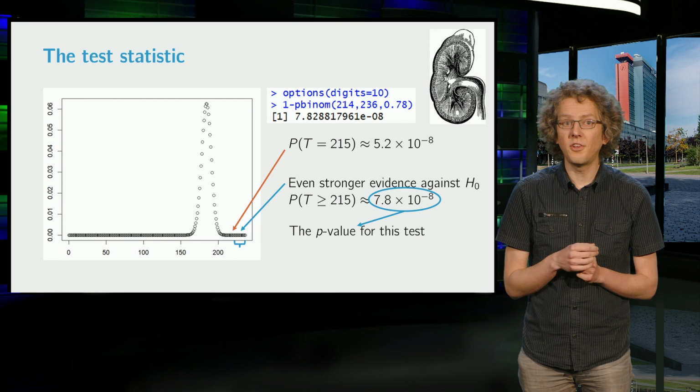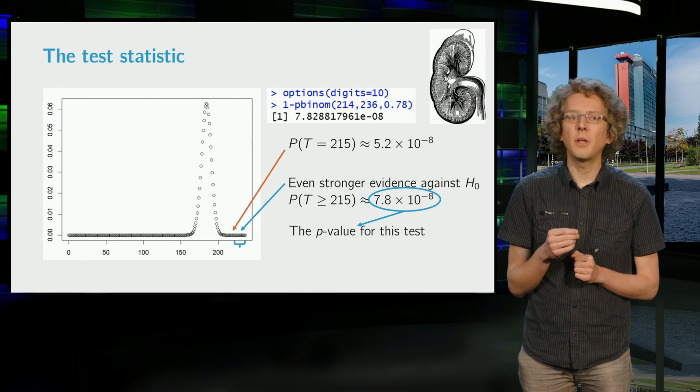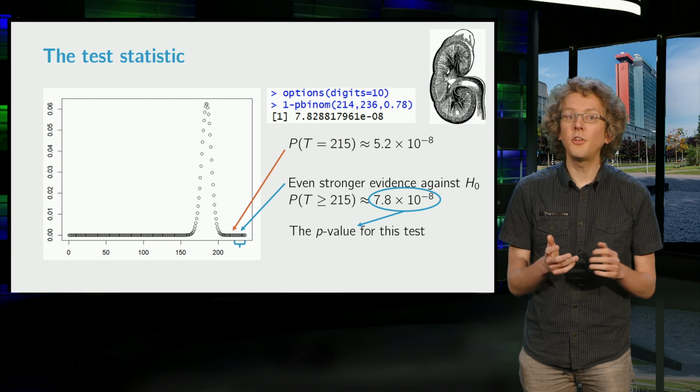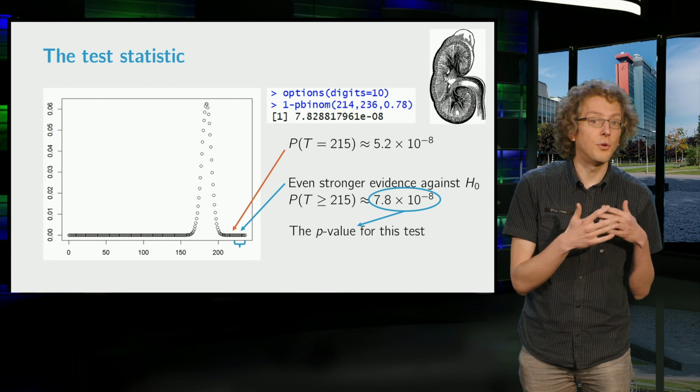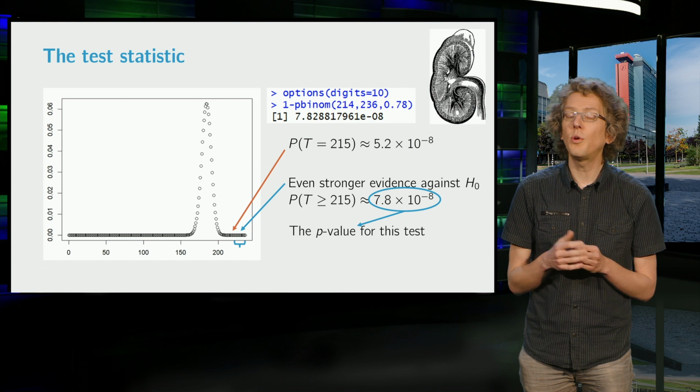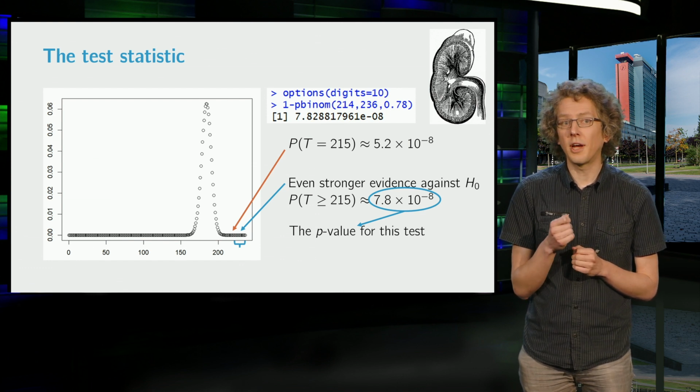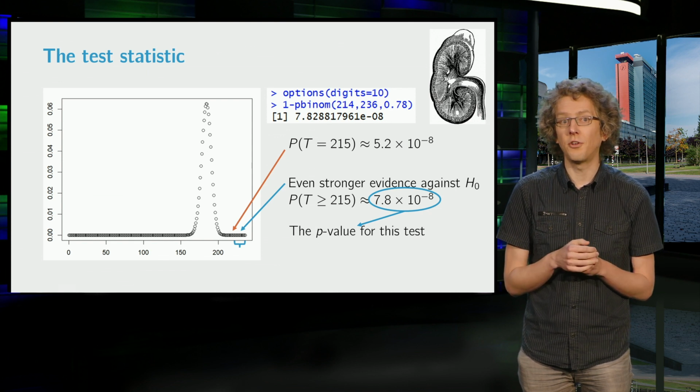Oh, and did you notice the R command? This pbinom expression gives you the probability of getting at most 214 successes. The complement of this is the probability of getting at least 215 successes, which is what we wanted. The value is actually so small that we had to tell R to take more digits into account, otherwise it would just tell us that this is 0.